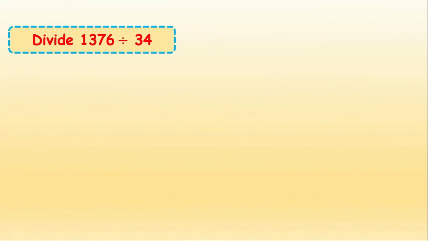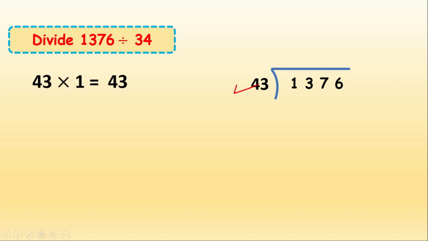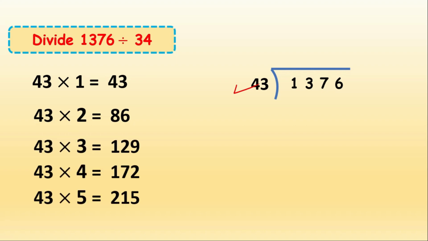Let's show another example to check if we understand or not. Divide 1376 by 43. Let's start. Write the dividend and divisor, and let's try to find the table of products of 43. 43 times 1, 43 times 2 is 86, times 3 is 129, times 4 is 172, times 5 is 215, up to 5. And if you need more, complete.